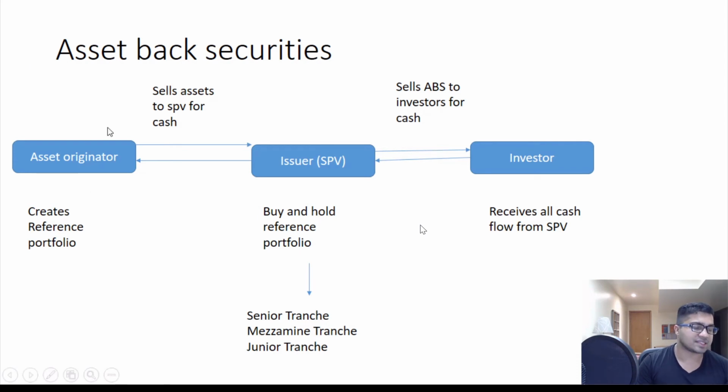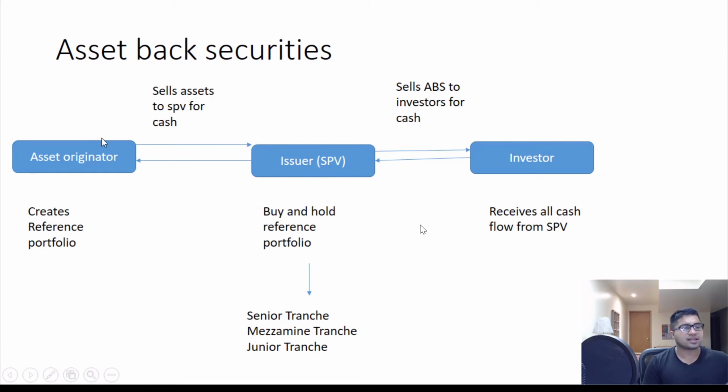So what happens in a securitization process? The asset originator, that is a bank, creates a reference portfolio, a group of loans. Then they sell these loans to an SPV against cash. So they sell those loans and get cash for it. This SPV, a special purpose vehicle created by the bank, then sells to investors. How do they sell it? From this loan portfolio, they create 3 tranches, and then they sell those tranches as units to investors. Investors buy those tranches by paying cash. Cash goes to the issuer and cash goes to the bank.